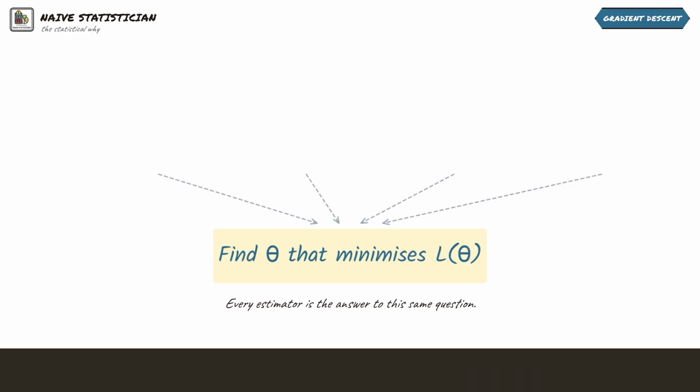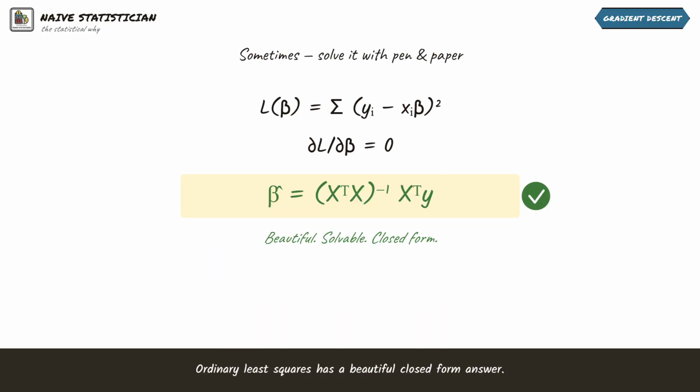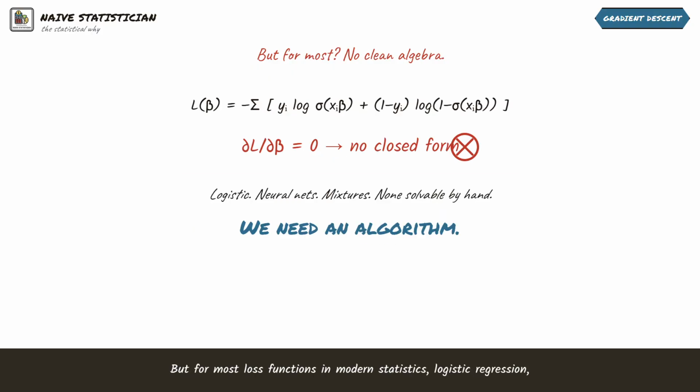Now here is the question. For some of these, we can solve the optimization problem with paper and pen. Ordinary least squares has a beautiful closed form answer. Beta hat equals X transpose X inverse times X transpose y. You take a derivative, set it to 0, solve, done. But for most loss functions in modern statistics, logistic regression, neural networks, mixture models, almost anything non-trivial, there is no clean algebraic solution. The derivative equals 0 equation is too messy to solve by hand.